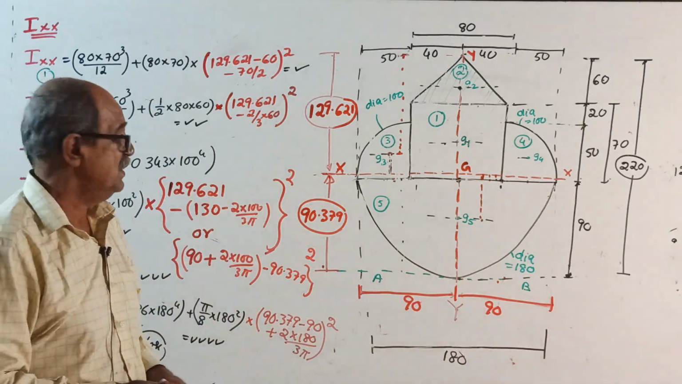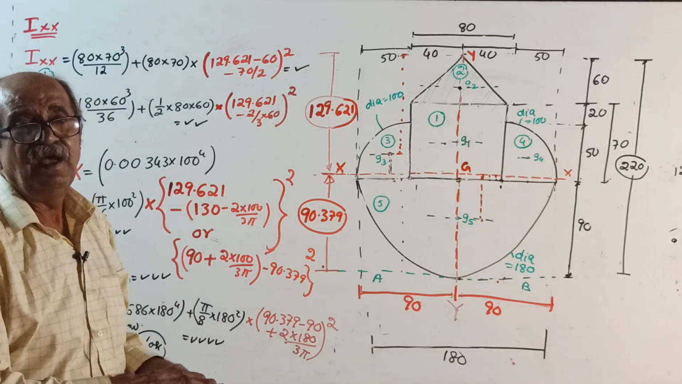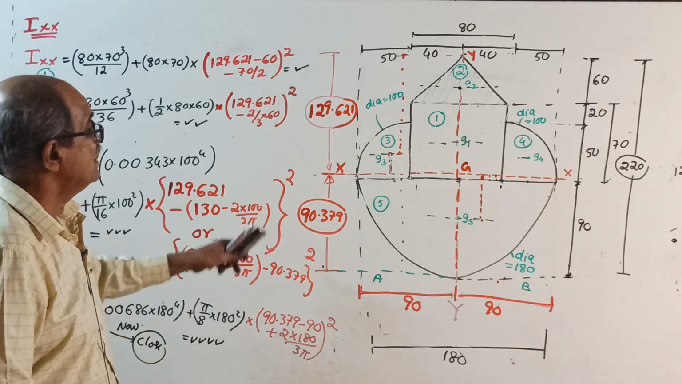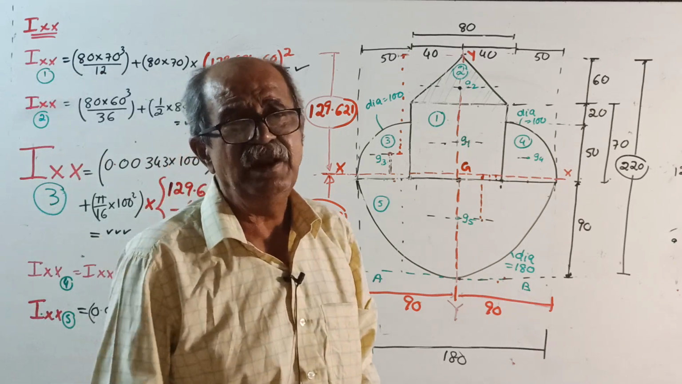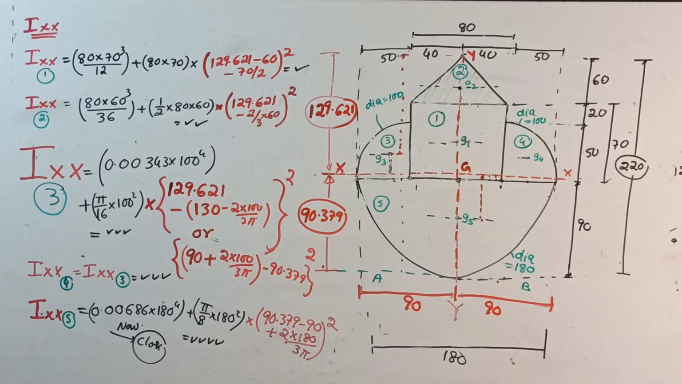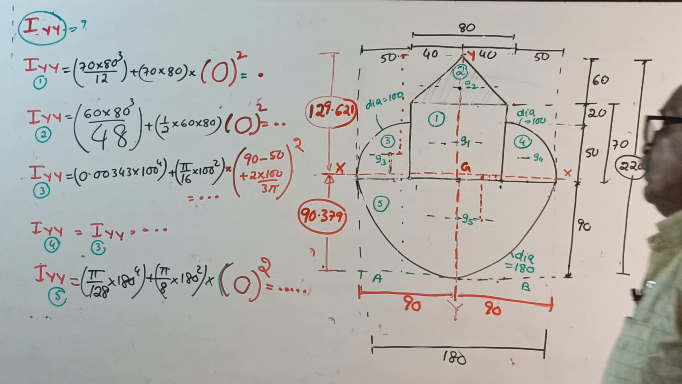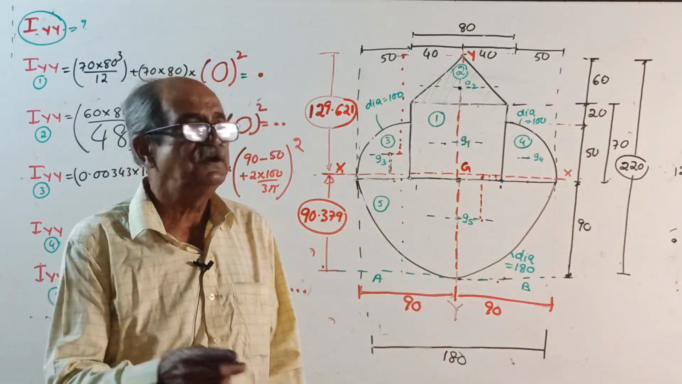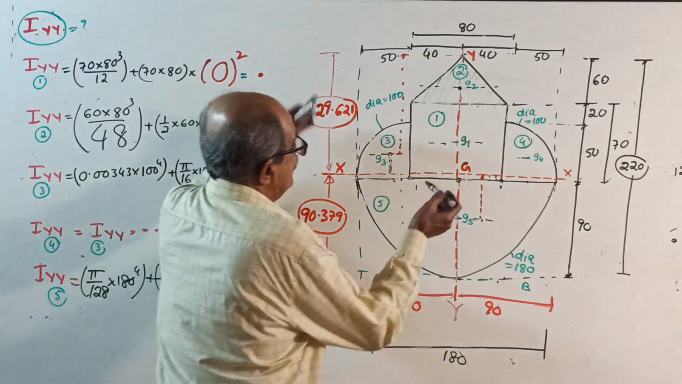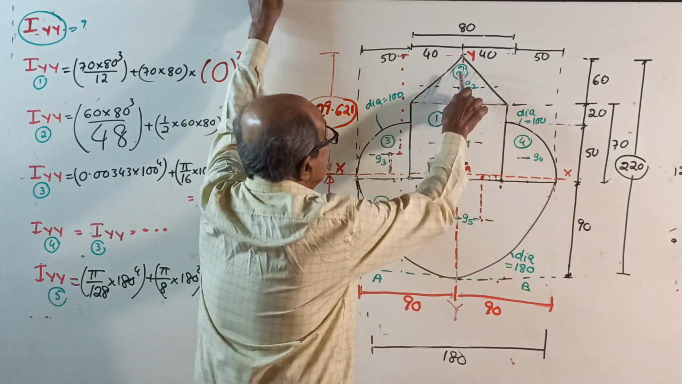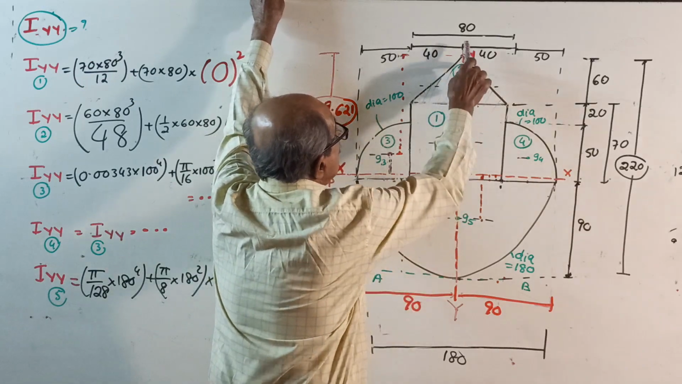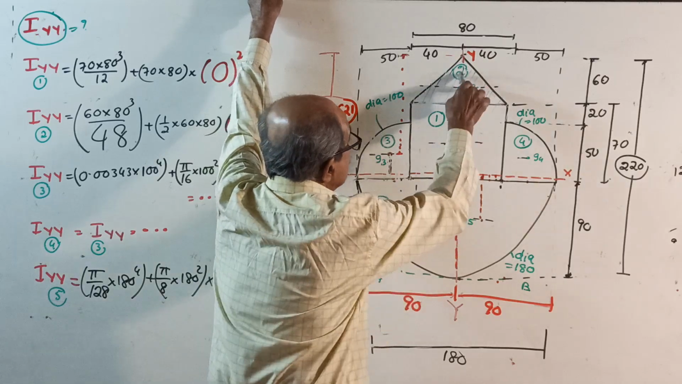Be very careful. That's why I wrote it a little big. This is I about xx. Now lastly, I about yy. I will write and explain. Very simple. Now calculation of IYY. IYY for 1. See, G1 lies on YY. G2 lies on YY. G5 lies on YY.